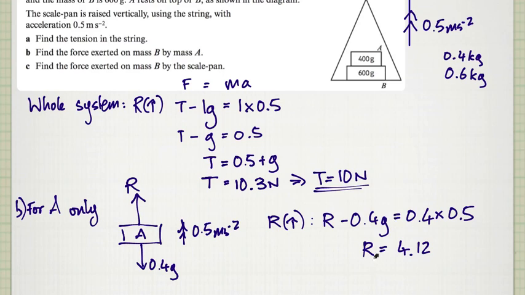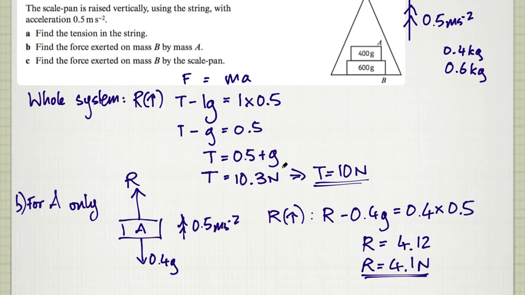So again, rounding to two significant figures, this force is 4.1 newtons. And just to clarify, we were asked to find the force exerted on mass B by mass A, this downwards force. We got that by working out the force exerted by B on A, the other way around, the reaction force, because A is easier to treat by itself.